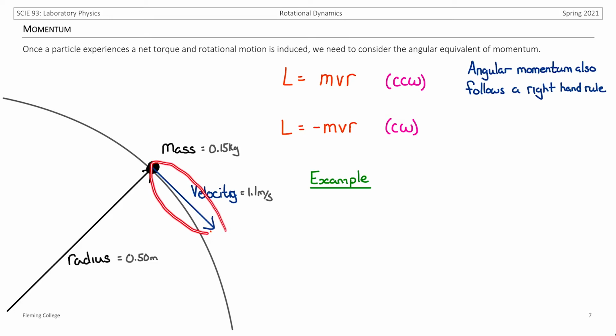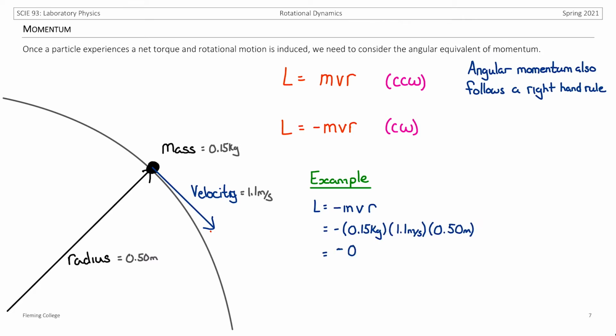As we said, this would be clockwise motion, so we'll use angular momentum is equal to negative mass multiplied by velocity multiplied by radius. We input our values, and our calculator tells us that this would be negative 0.0825, and our units are kilograms meters squared per second. This is slightly different than the units of normal momentum. And if we quickly consider our significant digits, this would be negative 0.083 kilogram meters squared per second.